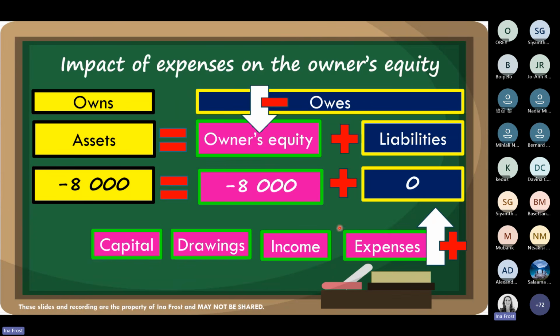And the reason for that is because income and expenses make up the profit of the business. The higher the expenses are, the less profit will go to the owner. So this minus that I'm using there is referring to the overall impact of the transaction on owner's equity. So if my expense increases, owner's equity decreases, because that is the overall impact on owner's equity.